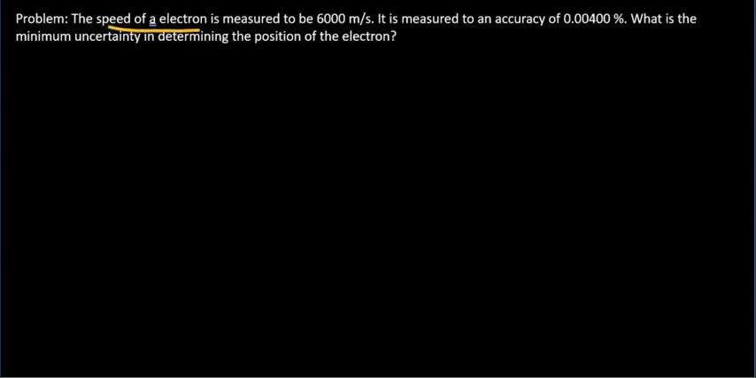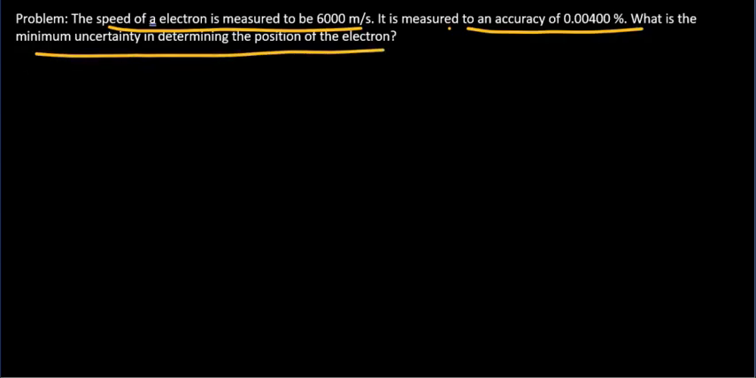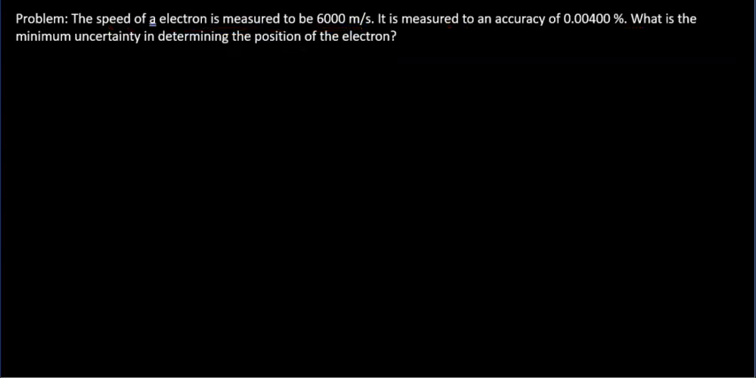The speed of an electron is measured to be 6,000 meters per second. It is measured to an accuracy of 0.004%. What is the minimum uncertainty in determining the position of the electron? Let's first determine the momentum of the electron. Let's assume the component is that of the x component. So the x component of the momentum is the mass of the electron times the x component of that velocity.